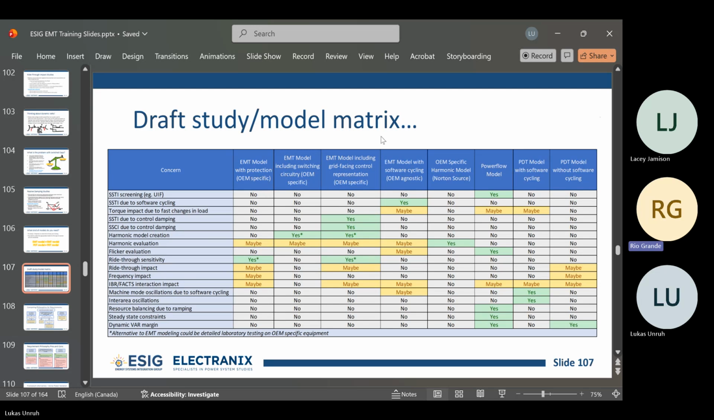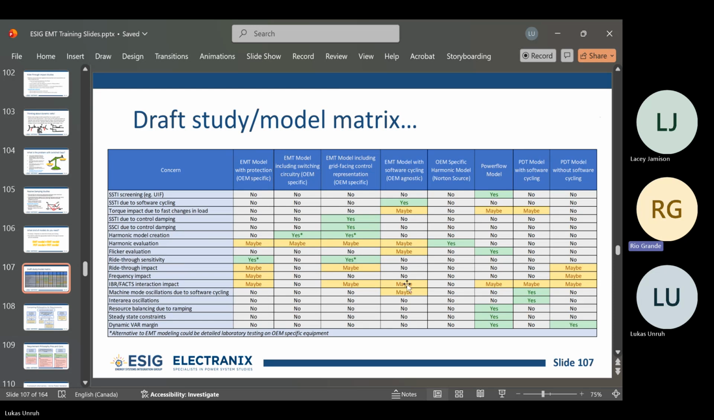The difference between these two is probably the EMT model with protection. If it's a strong system, then maybe the controls won't make necessarily as much of an impact. If it's a weak system, then you need the protections and you need the control as well, because there might be an impact that the controller would be having.